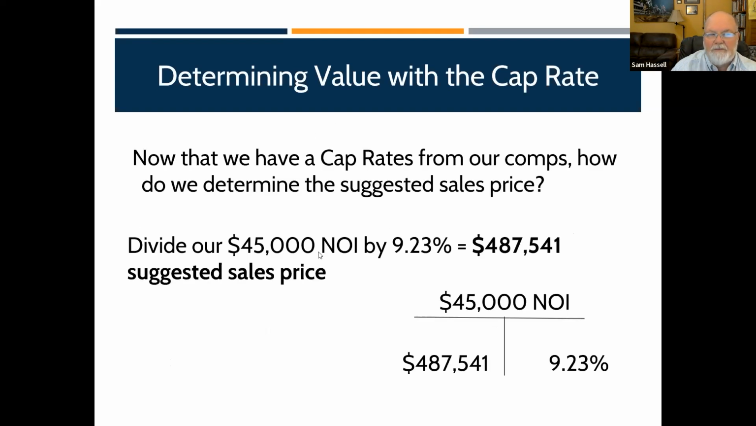We're going to divide this 45,000 by 9.23. The value of this property is going to be $487,541. All right. And as it sits down here, 45,000, we need a 9.23 return rate. So it would be $487,541.